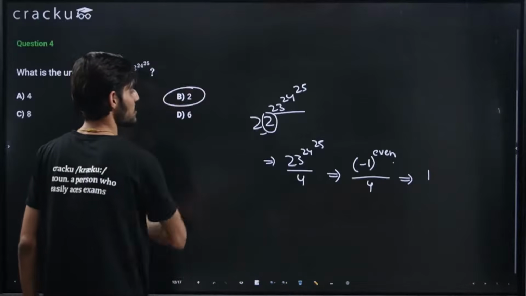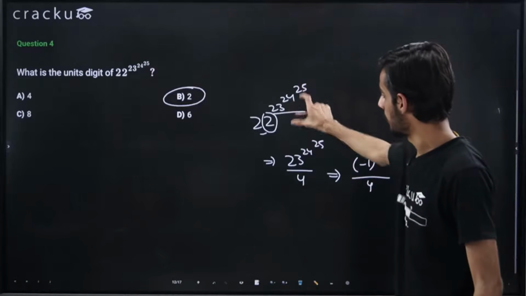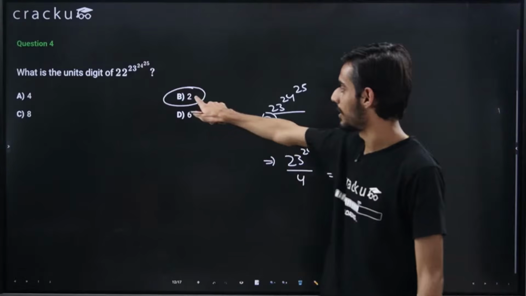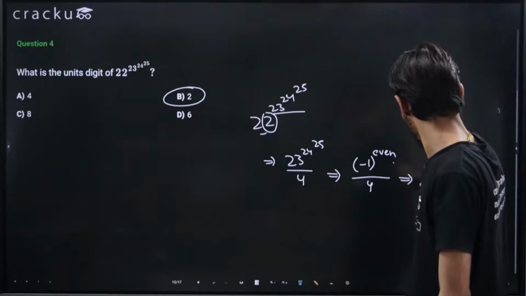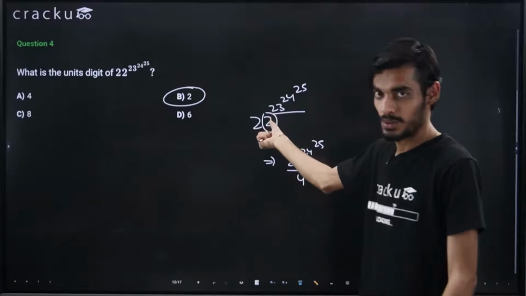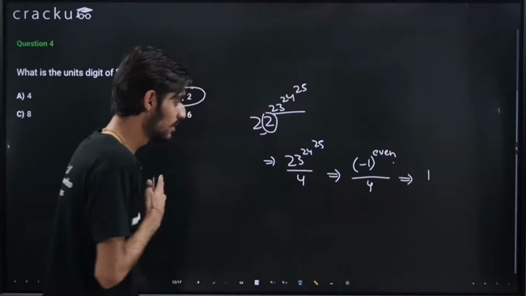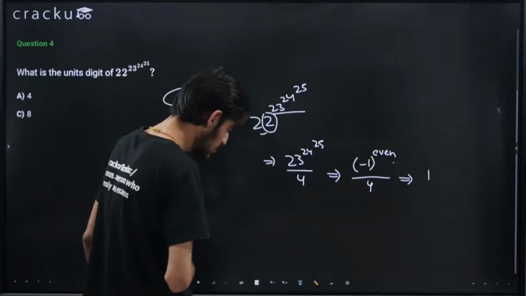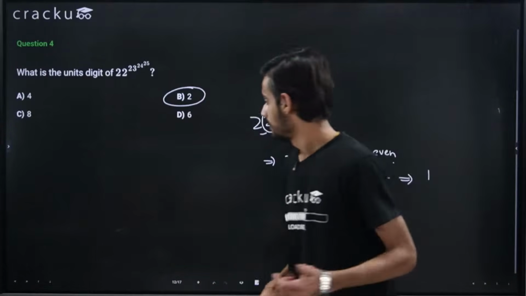So this was a pretty doable question, I think, with the help of this logic: I just need to divide the power by 4, check the remainder, and then take the number raised to that remainder to get the unit digit. I think this should be pretty much clear. I used just the example whatever I have discussed in this class. If you have any doubts, you can just ask in the chat box. Otherwise, we'll move to the next question.